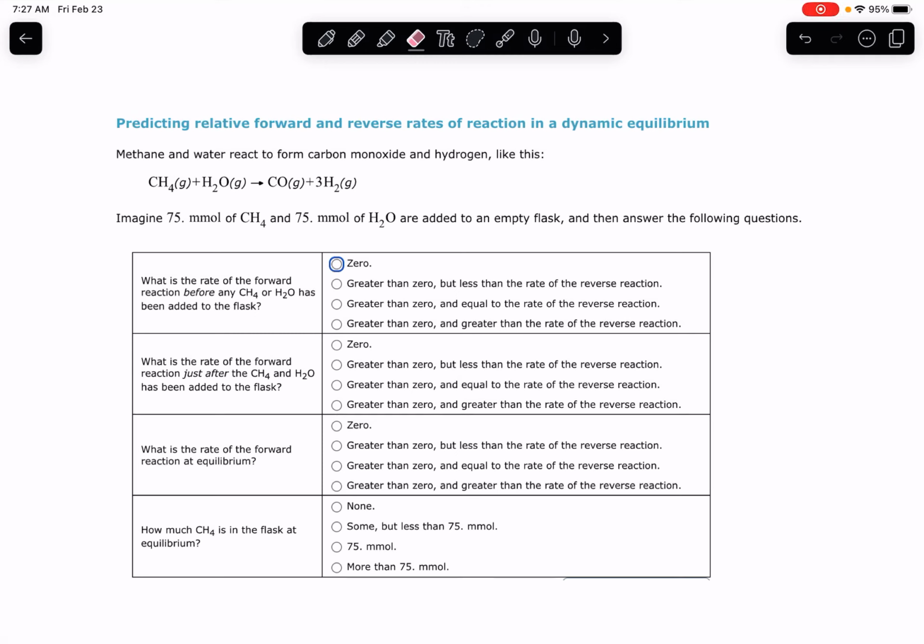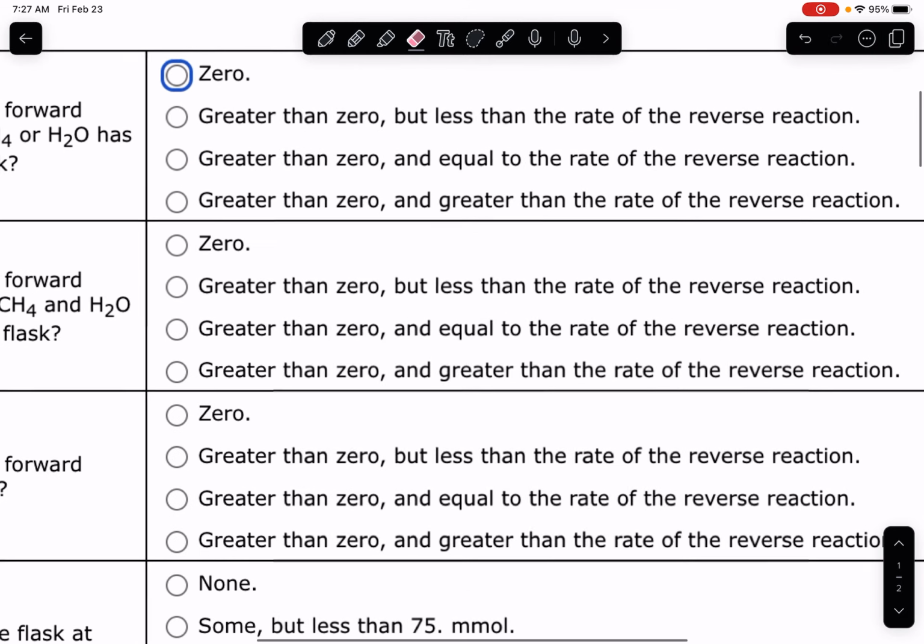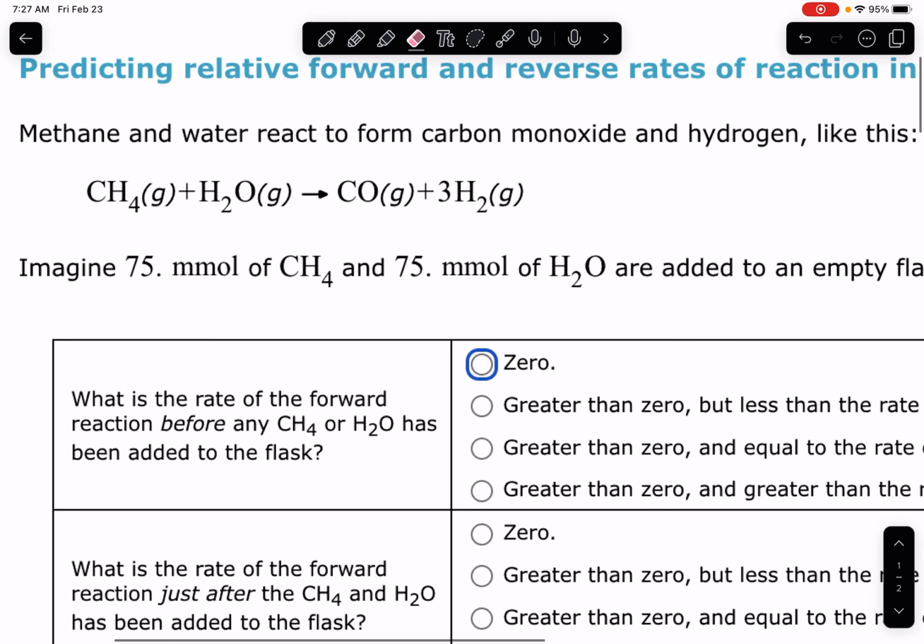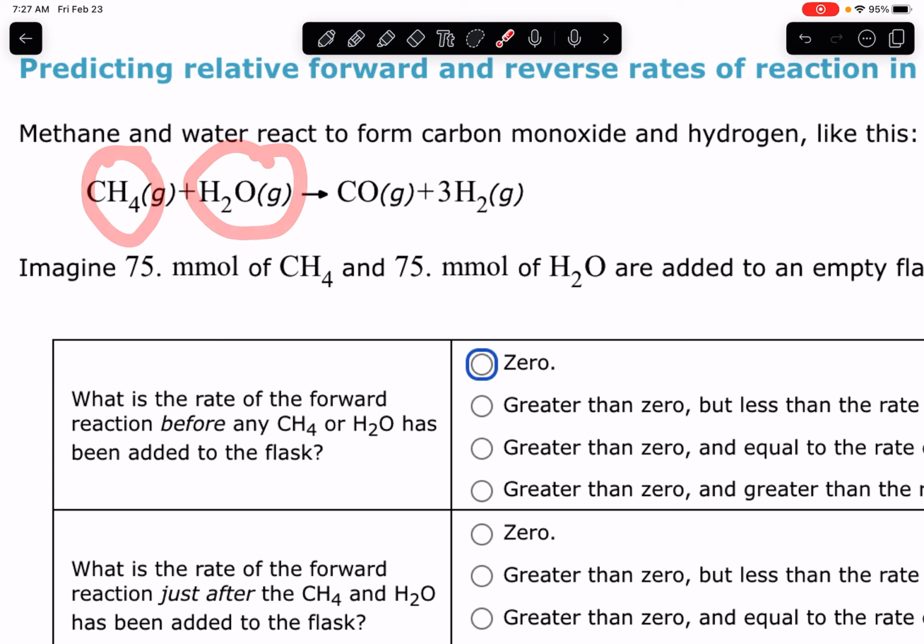Okay, so what we're going to do right here is try to figure out what's going to happen to the reaction and which direction things are going to go. So let's take a closer look at the actual equation. If we look at the equation here, they're giving us 75 millimoles of this, and 75 millimoles of this. And we have nothing else.